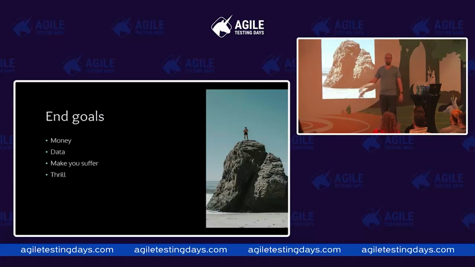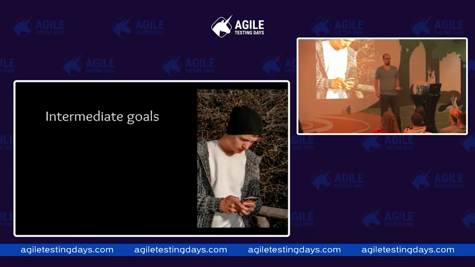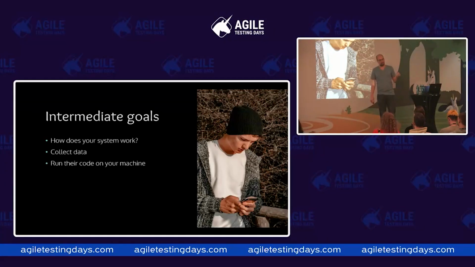However, we cannot defend against these goals. This is super annoying. Can you please test if they can get money? Awesome. No, it's the intermediary goals that are much more interesting, because no matter the end goal, they all need some intermediary goals. And those are knowing how your system works, collecting data, sometimes that's the end goal, but sometimes that's just an intermediary goal, and to run their code on your machine. If they manage that, you are probably screwed.